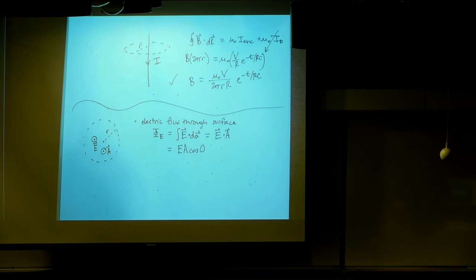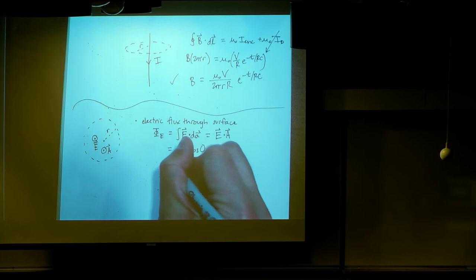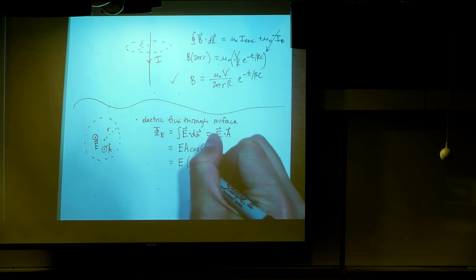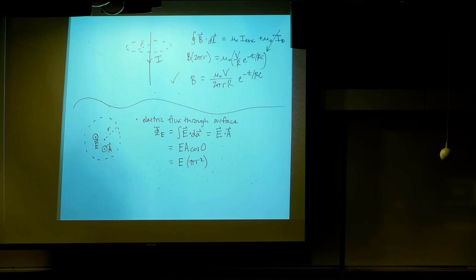Okay, I'm dealing with a circular surface, right? So what should I put for the area? What's the formula for the area? Pi r squared. Just pi r squared, right? So this is E, however strong the E field is, times pi r squared, where that is the area of this circle. Okay, so displacement current, that's what we'll do next.